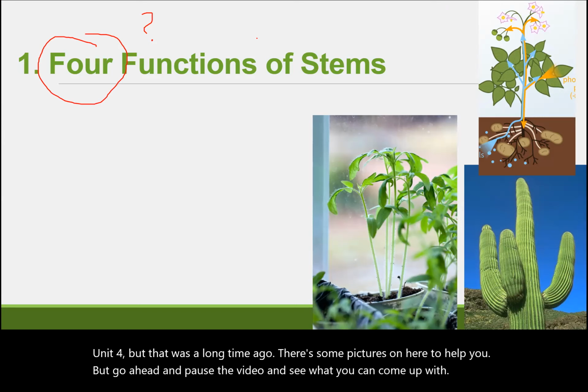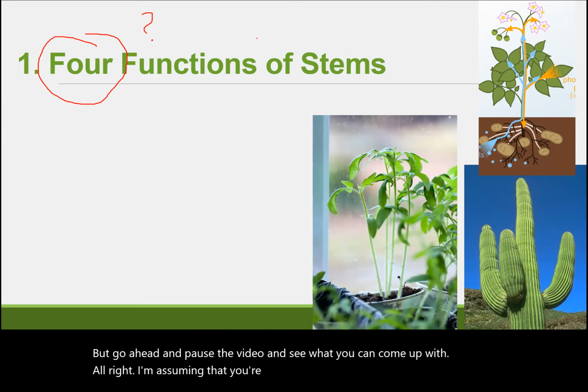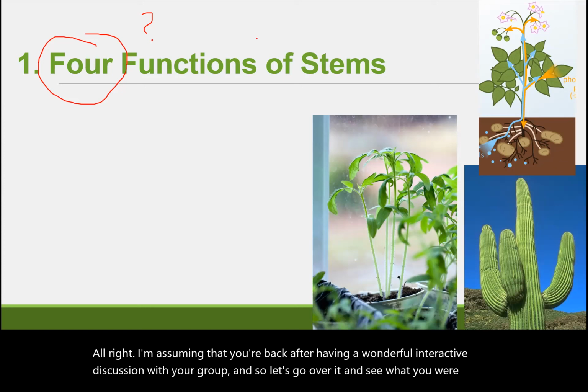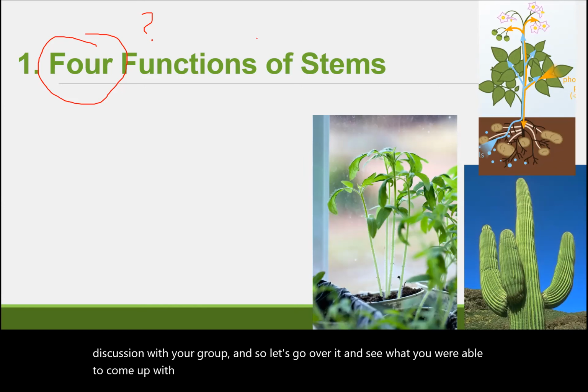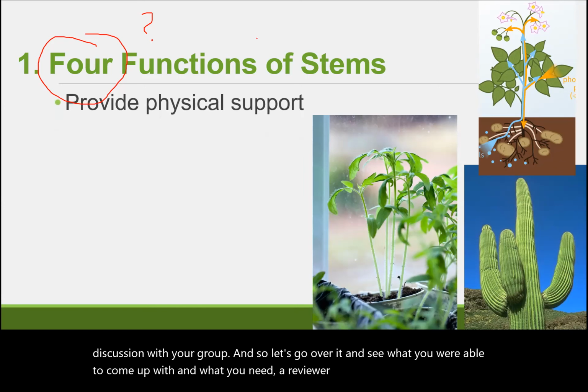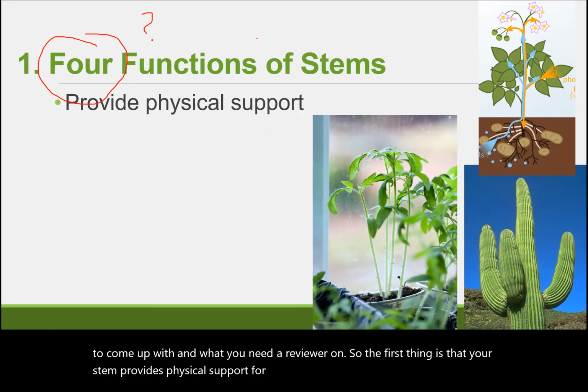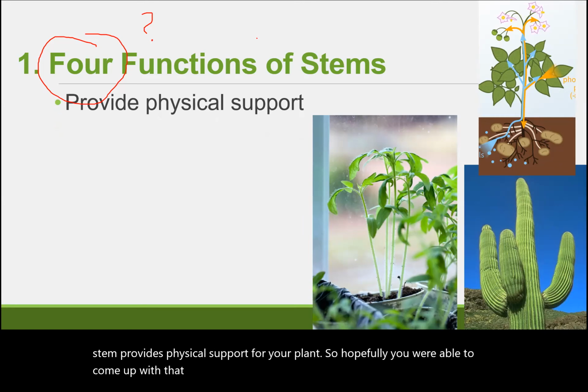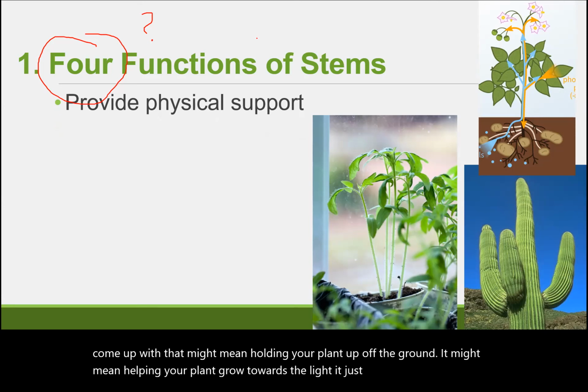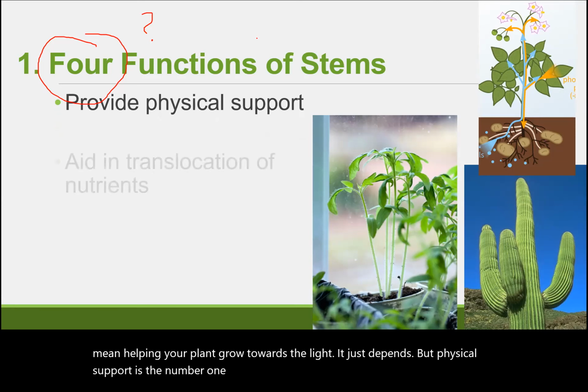All right, I'm assuming that you're back after having a wonderful interactive discussion with your group. And so let's go over it and see what you were able to come up with and what you need a review on. So the first thing is that your stem provides physical support for your plant. So hopefully you were able to come up with that. That might mean holding your plant up off the ground. It might mean helping your plant grow towards the light. It just depends. But physical support is the #1 function of the stem.